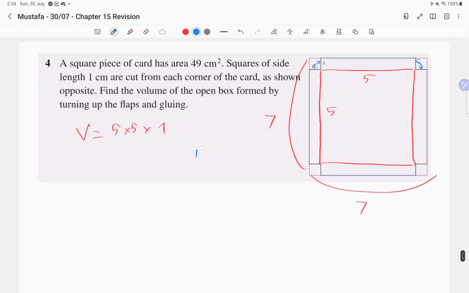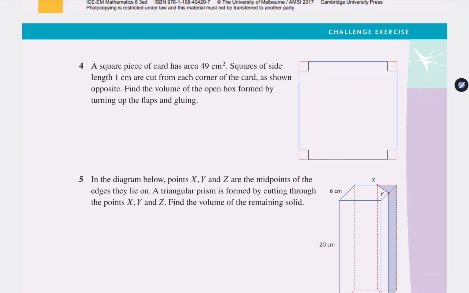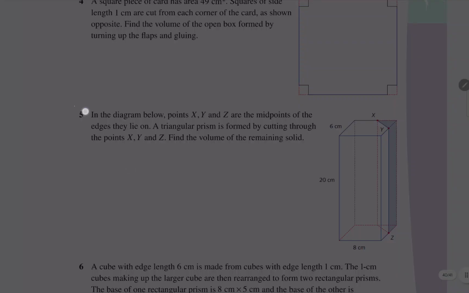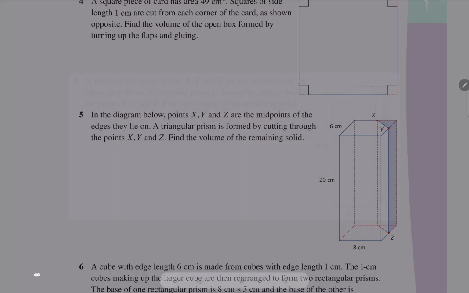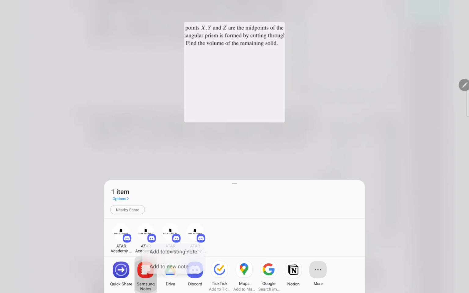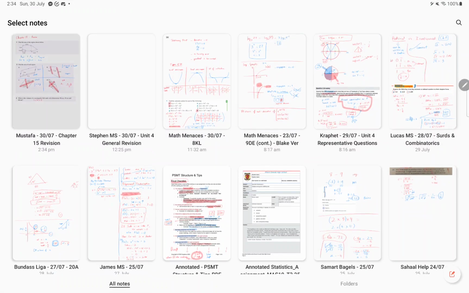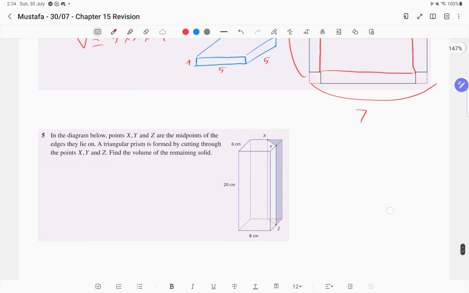To visualize, it looks something like this. So this is 1 after you turn it up, and then the bottom is 5 by 5. So that's why. Can't mess that one up either. Now, this one is getting a little bit harder. You have to start applying the knowledge from the previous questions in order to do these ones here.